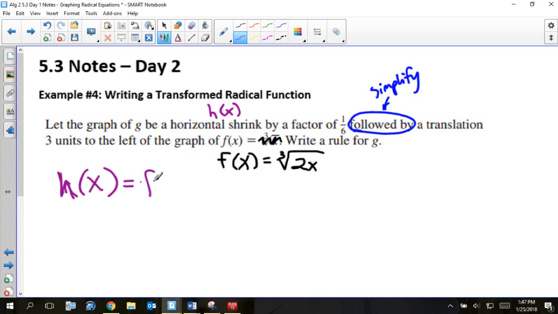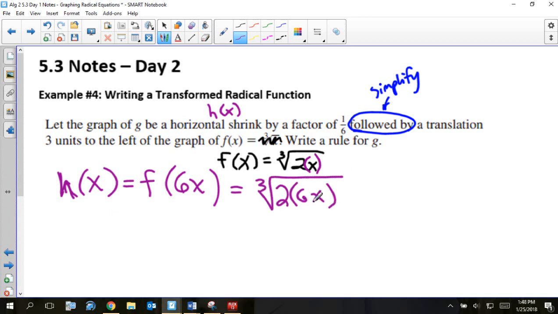means I'm going to take my f of x, and it's going to be a horizontal shrink by factor of 1/6. What am I actually going to put in the function if I'm doing a horizontal shrink of 1/6? What am I going to put in my function? 6. So I'm going to put in 6 multiplied by the x. Remember, this notation means wherever I see an x, in the previous function right here, I'm going to replace that with parentheses around it and put in 6x. So that 2, you'll see, is not part of the parentheses. So I do have to use cube root 2 parentheses, and then inside that parentheses, I'm going to put 6x. So you have cube root 12x, there's my simplified step.